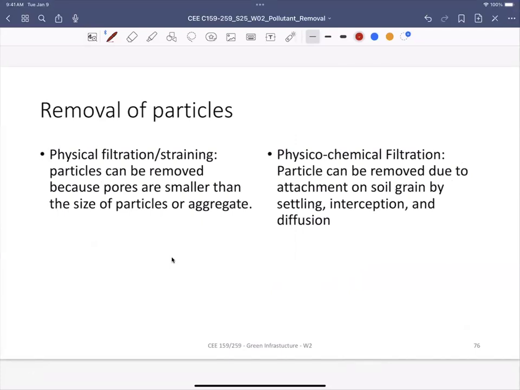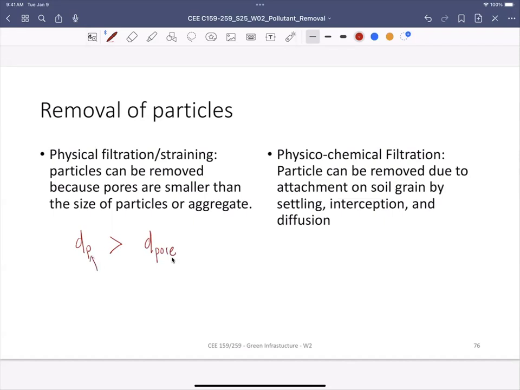When you say filtration, there are two types. One is called physical filtration, or straining, where pollutants or particles are removed just because they are bigger than the size of the pores they are moving through. Straining is the same thing as straining in the kitchen. This is the case where the particle size is greater than the pore size.